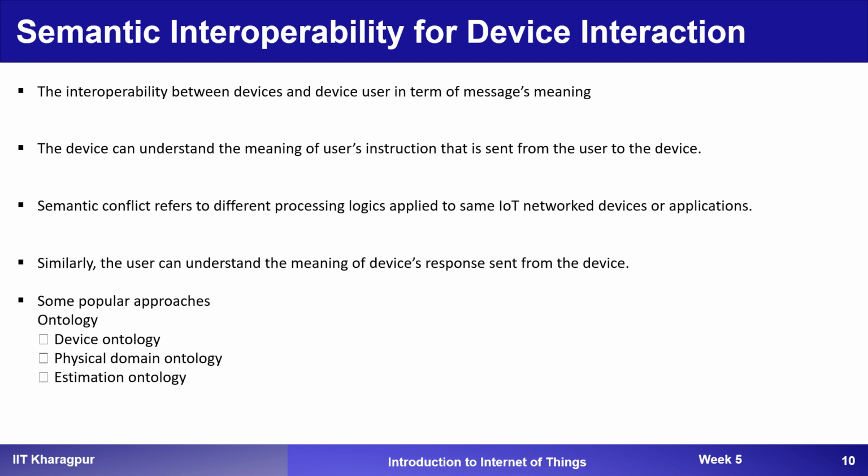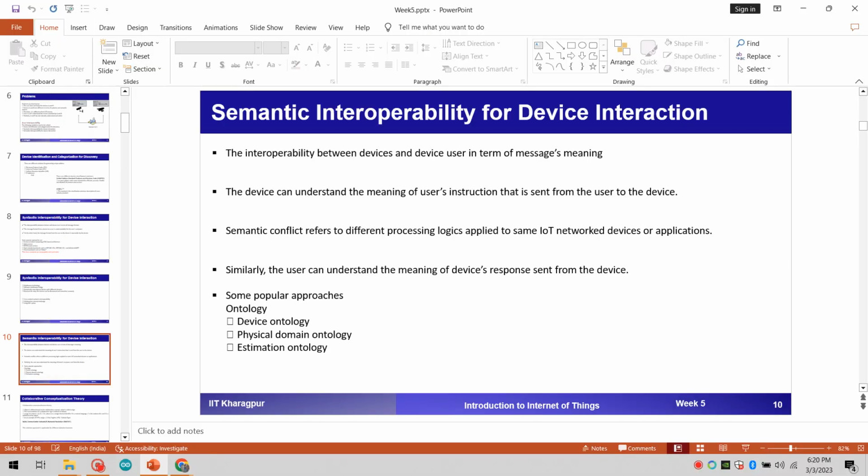Some popular approaches in order to achieve this is by using ontology. So there are three types of ontologies. First one is device, then physical domain, and then estimation ontology.